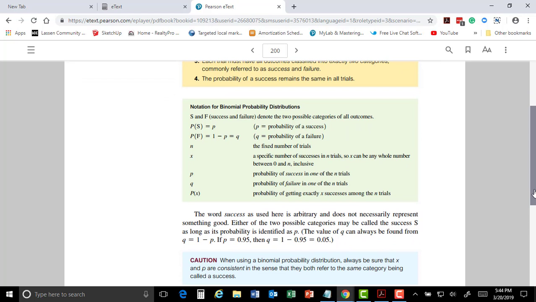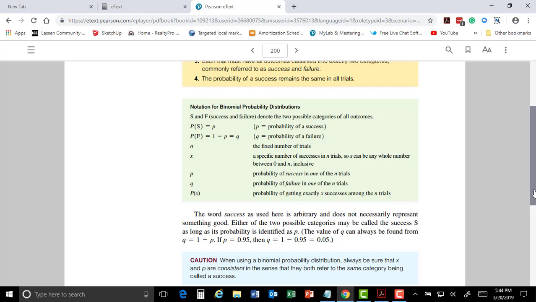Okay, so let's start to learn this distribution. The other one that we were working on, I think, was a uniform distribution that we were using before. I can't remember. But next, after this, we'll come to what you're probably most familiar with, the bell curve. That's more for biology. Okay, the word success is used as arbitrary and does not necessarily mean something good. Success could be bad. Either of the two possibilities may be called a success. It just depends how you're defining the problem.